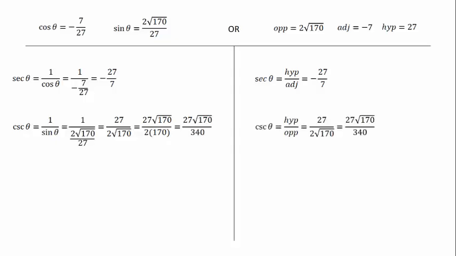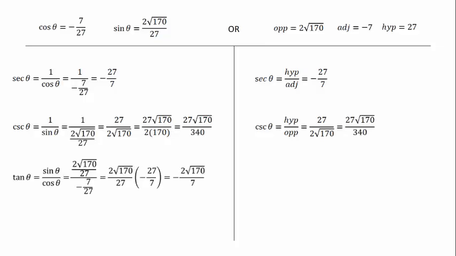Similarly, cosecant of theta, using right triangle trigonometry, is defined to be hypotenuse over opposite. So plug those values in, 27 over 2 root 170, which is exactly what we got over here. Look at that. And so I make that jump and rationalize to get the same thing, 27 radical 170 over 340.